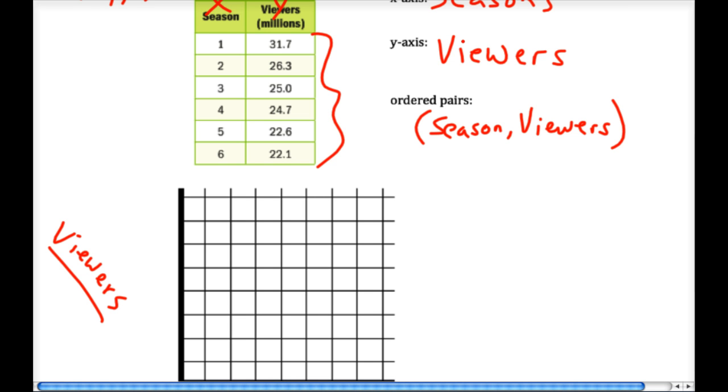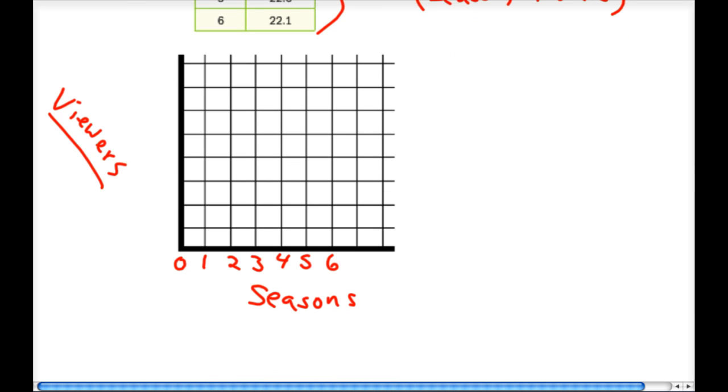Billy Coyne, what's the biggest number out there? 31.7. So we have to go a little bit higher than 31.7. Do we have to go to like 100? No, it'd be silly. What's the smallest number, Bill? 22.1. Okay, so we could put a break in it, and that's where you don't start at 0. What do you want to do, Billy?